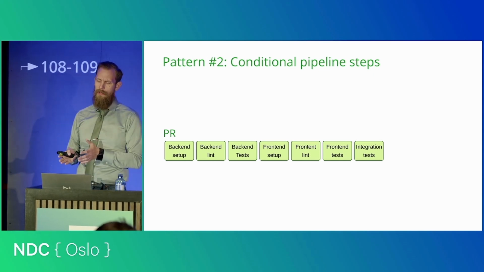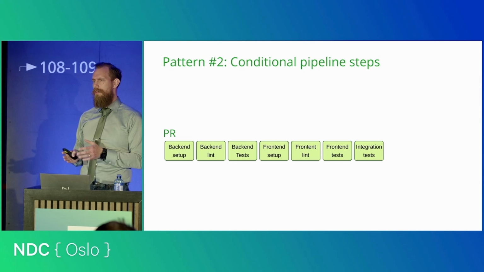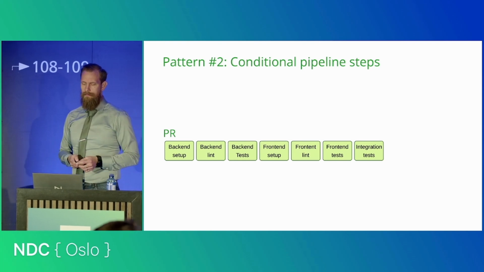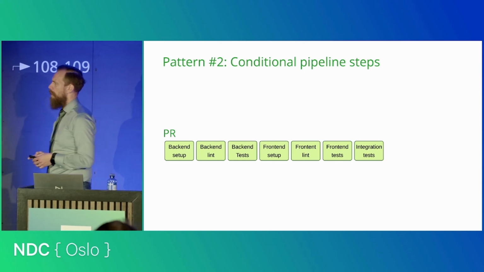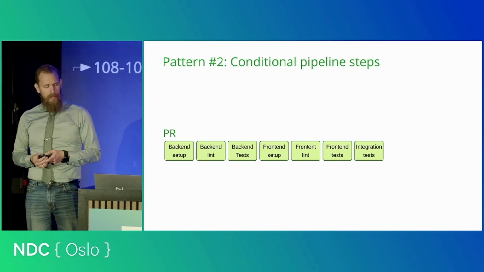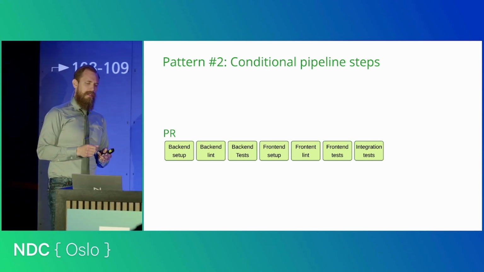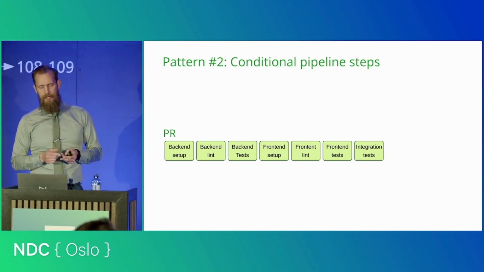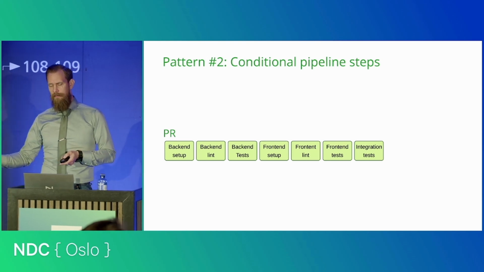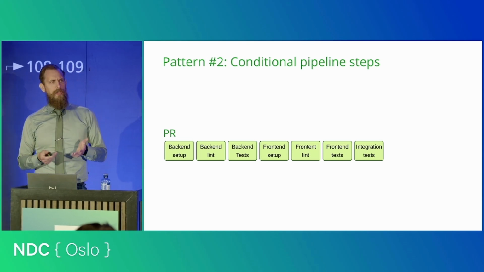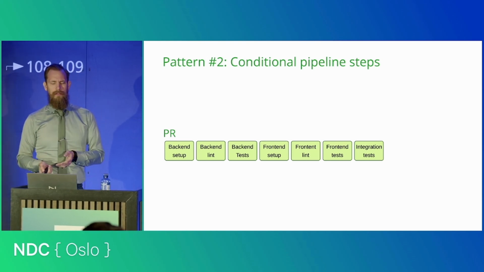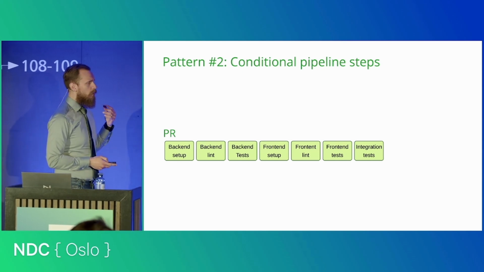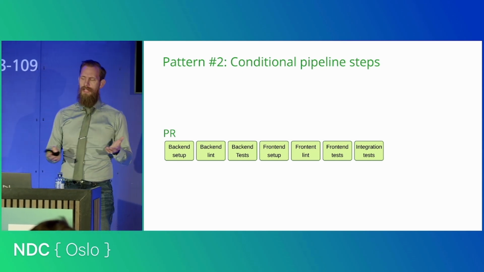Less code, DRY, KISS, all that. But what we can also do is we can be a bit clever when it comes to changes. So we had the PR pipeline. Let's focus on that one. We have the backend linting, testing, and we have the front-end linting and testing, and then we do an integration test at the end. But what if we only change the front end? So let's say we change something in the settings menu.